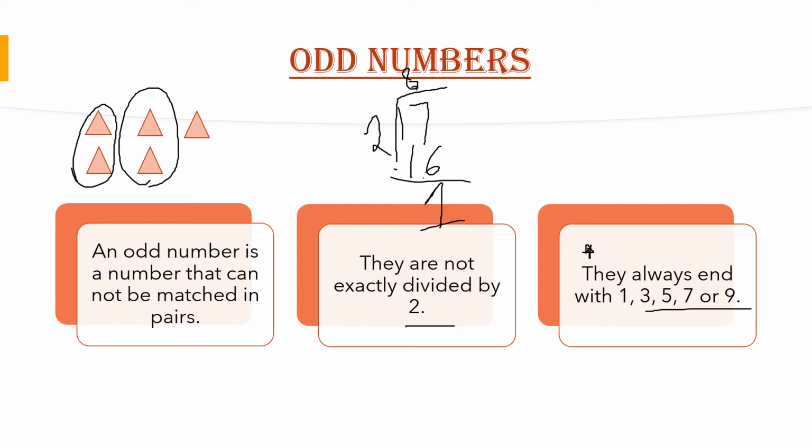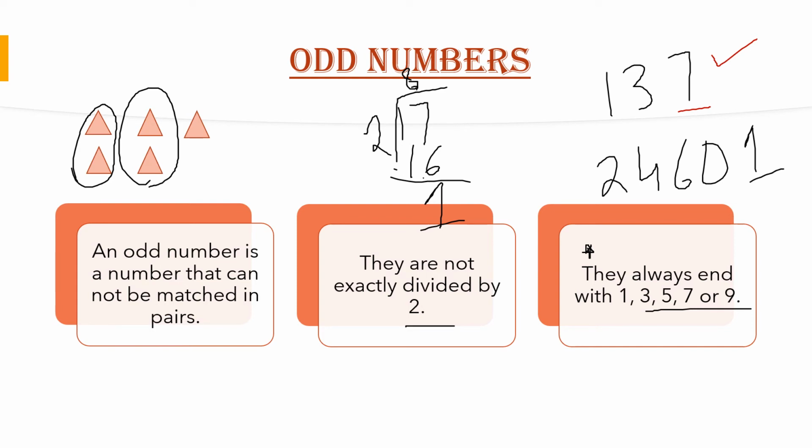Okay, no matter how big the number is, if the last digit is 1, 3, 5, 7 or 9, it means that that is an odd number. For example, 1, 3, 7. So the last digit is 7. It means it is an odd number. Let's do one more. 2, 4, 6, 0, 1. So the last digit is 1. It means that it is an odd number.